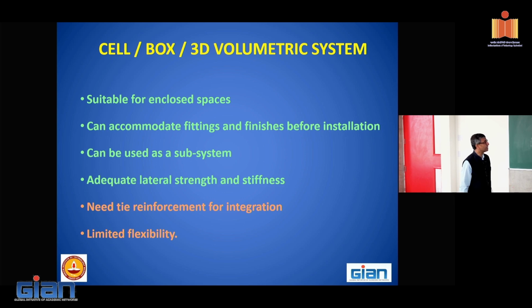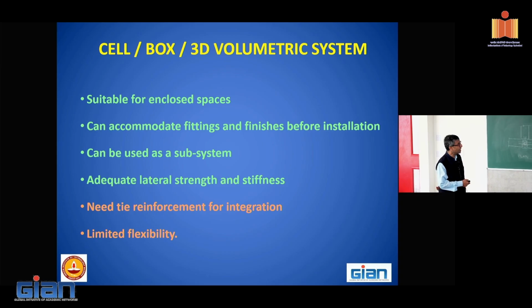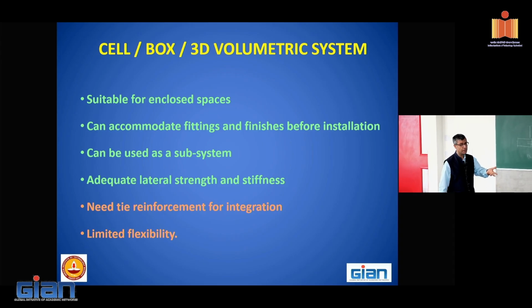The 3D volumetric system or the box system is suitable for enclosed spaces and can accommodate fittings and finishes before installation. It is like ready-made housing. It has come from Singapore. The Home Mission's Mr. Vijay was working in Singapore, brought the technology to our country, and tried to adopt it for our Indian context. It's a finished product. Sometimes even the toilet facilities come with that pod. Okay. They provide adequate lateral strength. Of course, they need tie reinforcement for integration and have limited flexibility. Here you cannot knock off walls. It's an integrated structure.